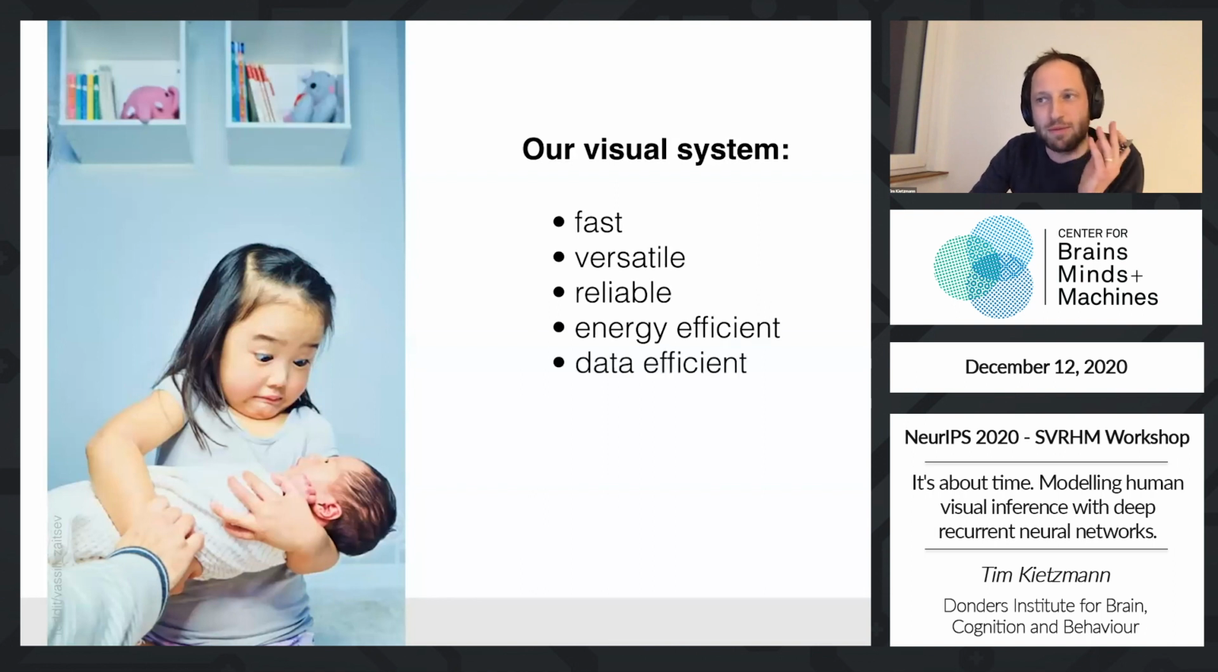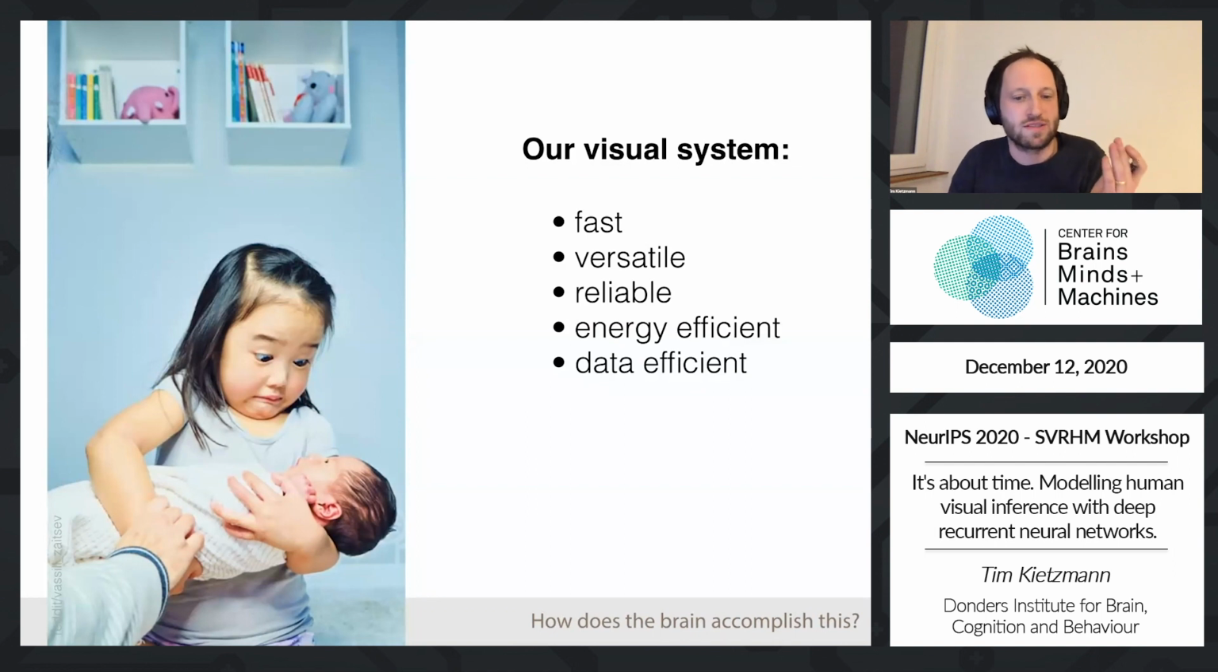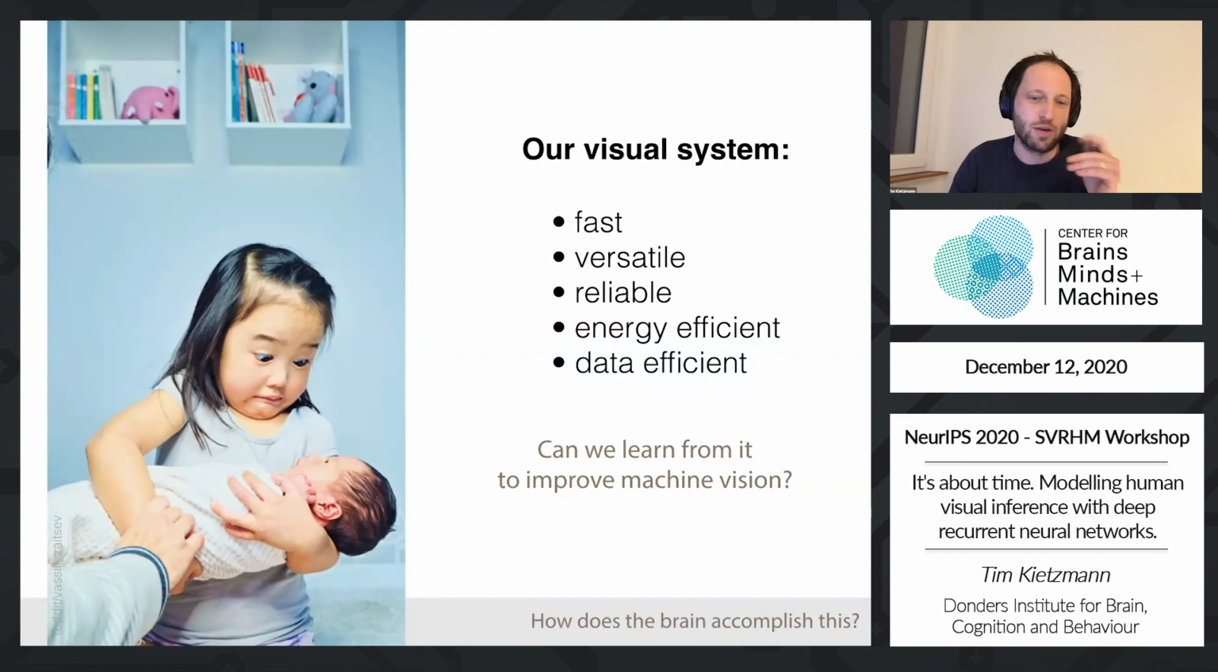So what we try to do in my lab, like many of us here, is to understand how the brain does that, right? How can it be so quick and yet so robust and so efficient? And in addition to trying to understand how the brain does that, we also would like to know, can we learn from looking at the brain and improve machine vision at the same time? Which means that we're midway between computer vision and cognitive computational neuroscience, where we try to improve our understanding on the one hand, and on the other hand, try to improve machine vision.